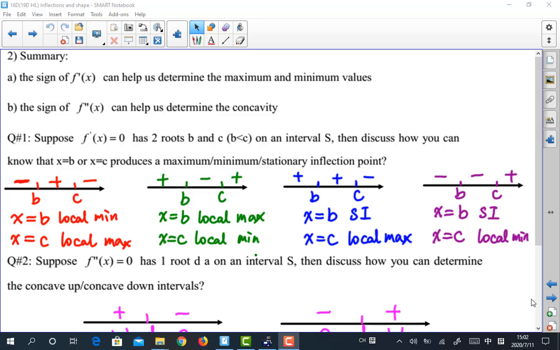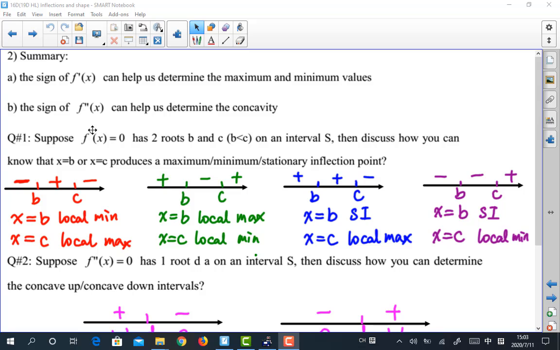Let's wrap up what we have learned so far. The sign of f prime x can help us determine the maximum and the minimum values. Of course, f prime x also can help us determine whether this point of inflection is a stationary inflection. The sign of f double prime can help us determine the concavity.